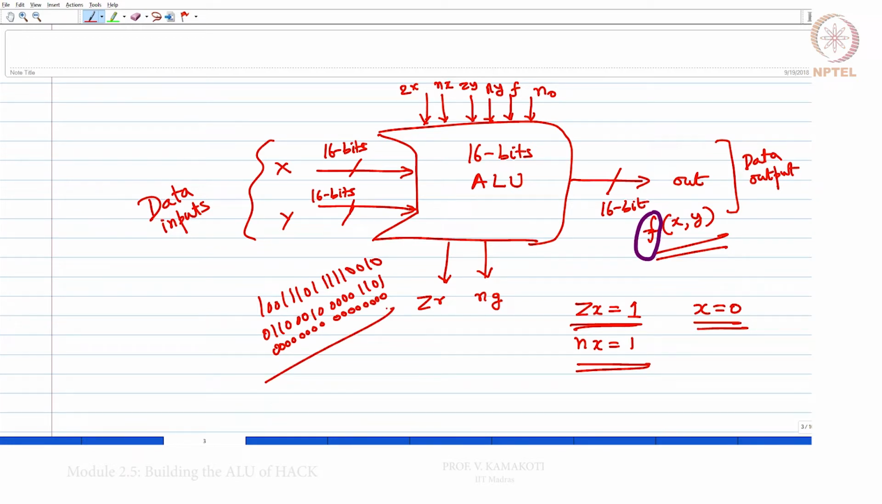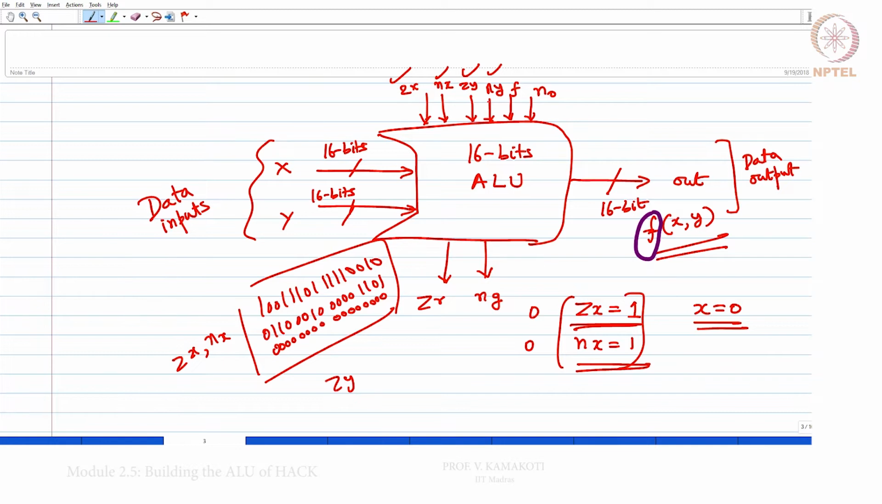But if both Zx and Nx are 0, Zx equal to 0, Nx equal to 0, x will go as it is. But the moment I make Zx equal to 1, all these inputs will be converted to 0. When I make Nx equal to 1, all these inputs will get inverted. Similarly for Zy. So this is for Zx comma Nx. The same thing is true for Zy comma Ny, as you see here. This is Zx Nx, this is Zy Ny.